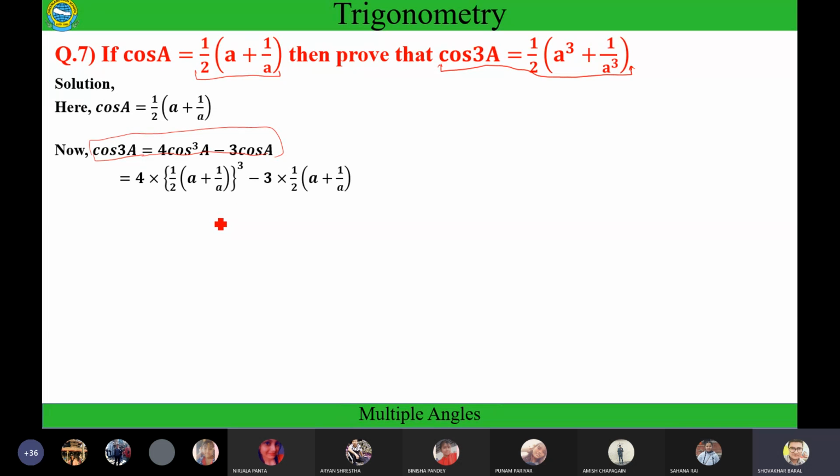I hope you understand the difference that I am making right now. So let's replace it with the values. 4 times (1 by 2 (a plus 1 by a)) whole cube minus 3 times 1 by 2 (a plus 1 by a). Simply replace here.